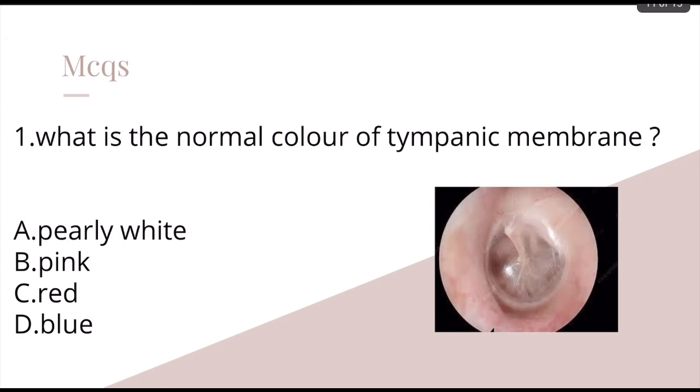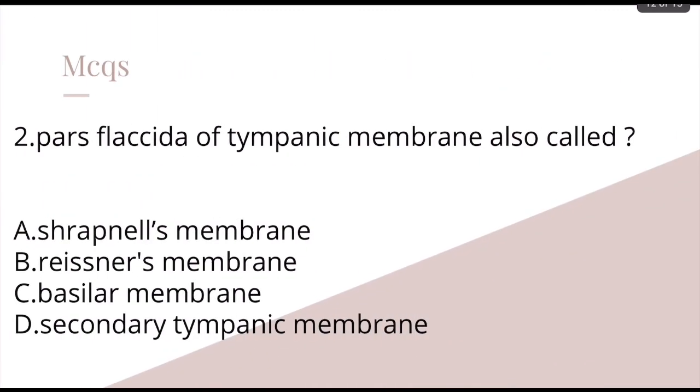Try to answer some of the MCQs. What is the color of the tympanic membrane? Pearly white, pink, red, blue. The normal color of the tympanic membrane is pearly white. Pars flaccida of tympanic membrane is also called Shrapnell's membrane, Rivinus's membrane, basilar membrane, secondary tympanic membrane. Pars flaccida is also called Shrapnell's membrane.